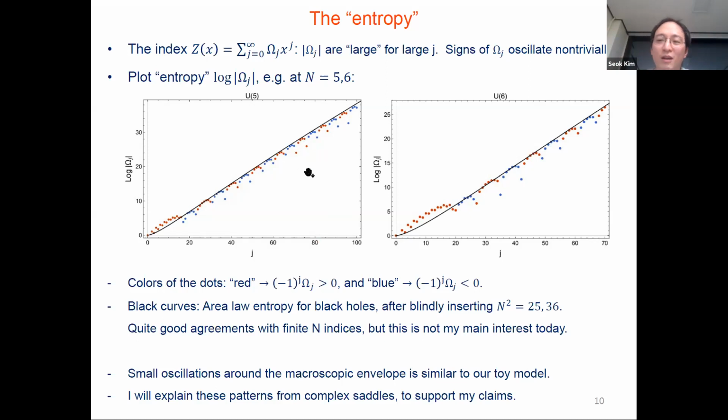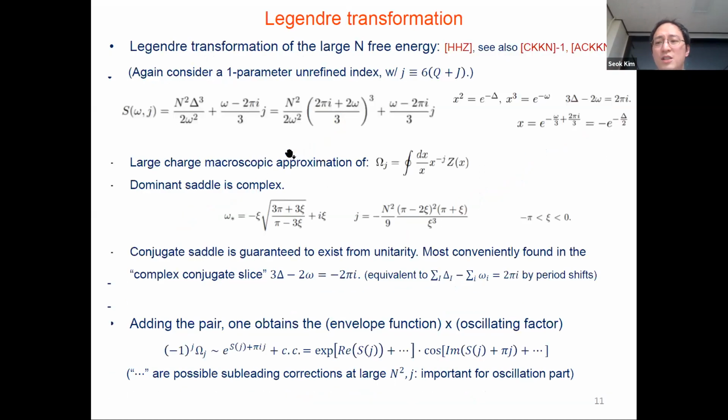Initially I was obsessed by these findings, but eventually I thought that this is an accidental behavior in certain finite N and a certain range of charge and so on. So I don't know. Anyway, the next goal is to just do the Legendre transformation carefully and reproduce this small oscillation by using the entropy formula. Let me go through this step a little bit quickly.